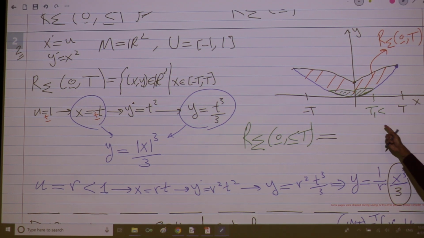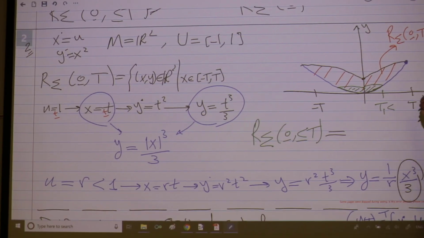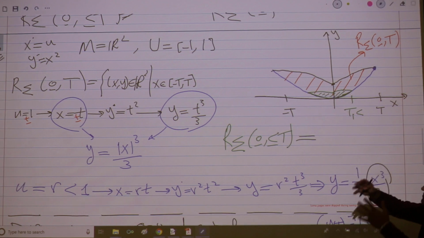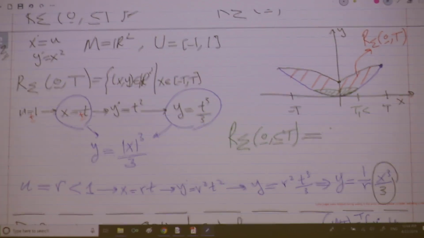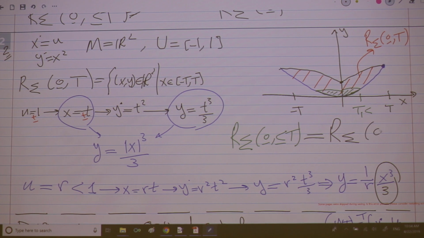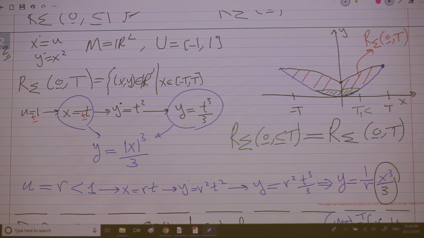Included. So for any smaller time, this is already included in the big set. So if you add them together, in addition to the big set, you just get the big set. So this is R sigma 0 in exactly time t. Okay?